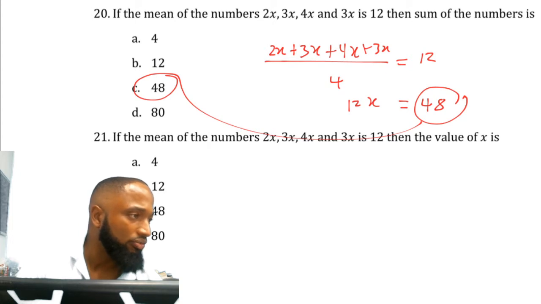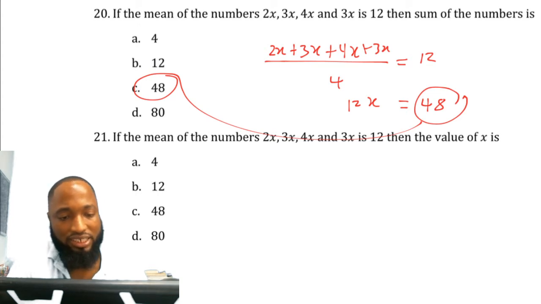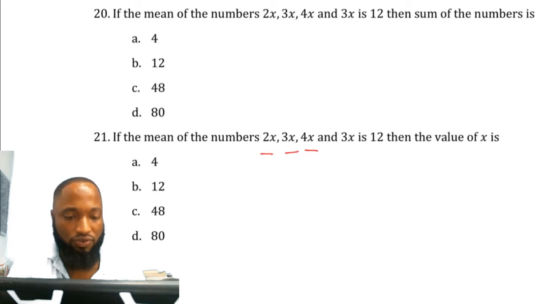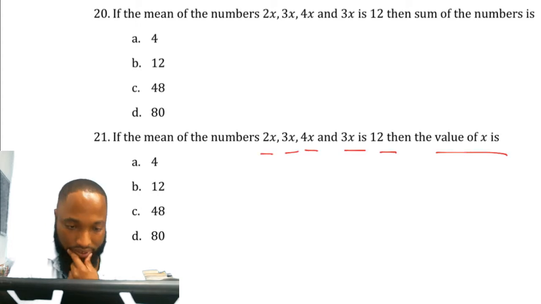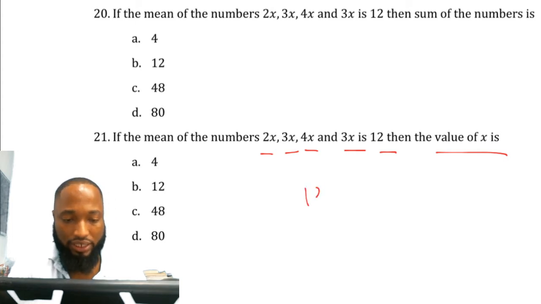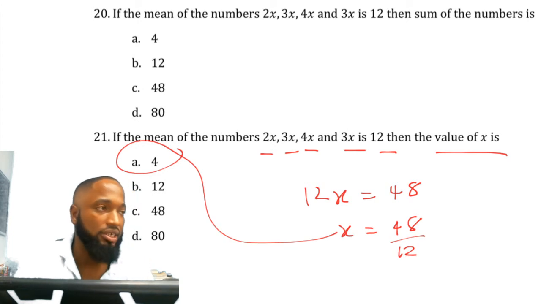20C. Well done, Josiah, Ford, Cassie, Kyle, Omri, all the other people who say C. Most people say C. 21, Ren says A. So if the mean is the same setup again, if the mean of the numbers 2x, 3x, 4x, and 3x is 12, then the value of x is. Well, we are reaching 12x is equal to 48. So therefore, x is equal to 48 divided by 12, which is 4. So 21, sorry, is E.